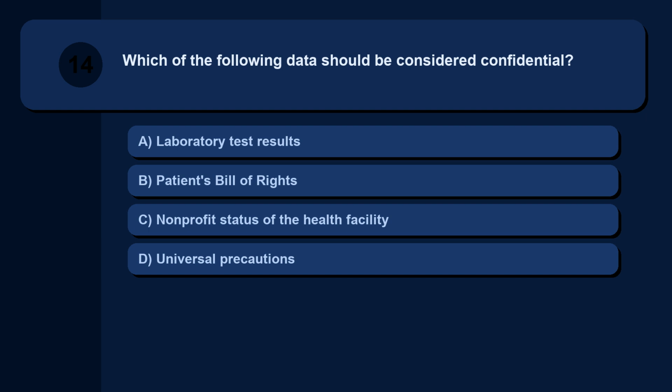Laboratory test results are part of a patient's protected health information, PHI, which must be kept confidential according to HIPAA regulations.